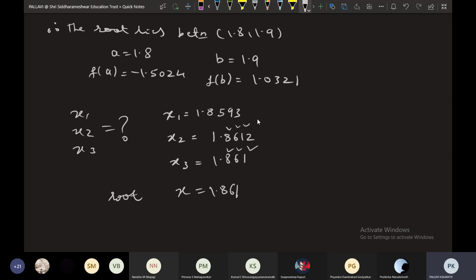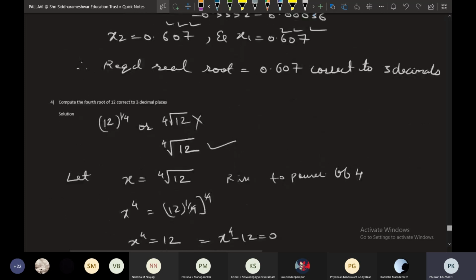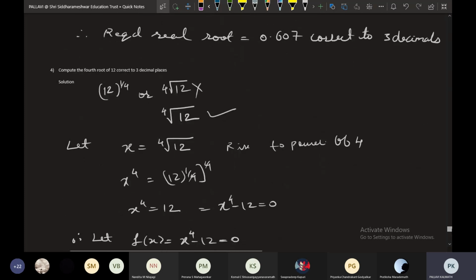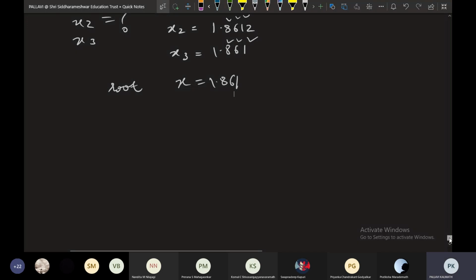I think the regula falsi method is clear. Is there anything in this? They have asked till 4 decimal places, ma'am. Compute the fourth root of 12, correct to 4 decimal places. I had made the correction later, I think, as 3 decimals. Whether I have told 3 decimals or 4 decimals? If 3 decimals, this is correct.